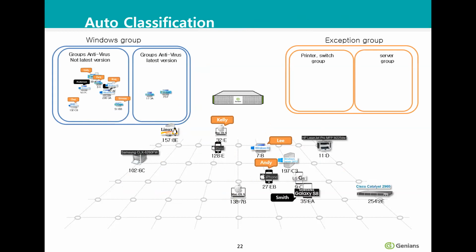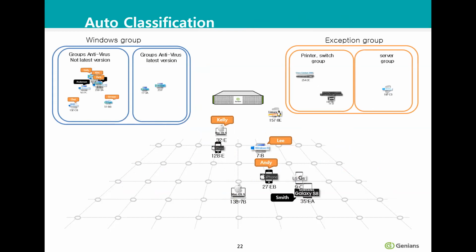And there is an example. The group is antivirus not latest version. Now, Lee has not installed antivirus, but Lee will install the antivirus. Then Lee moves to the other group, antivirus latest version. It is the basic NAC policy.